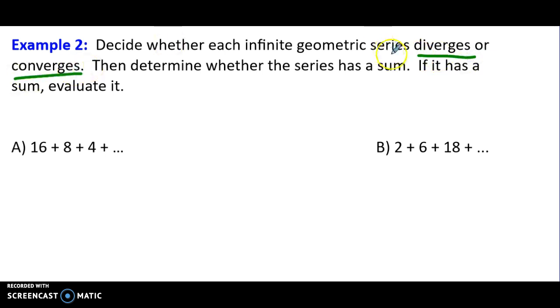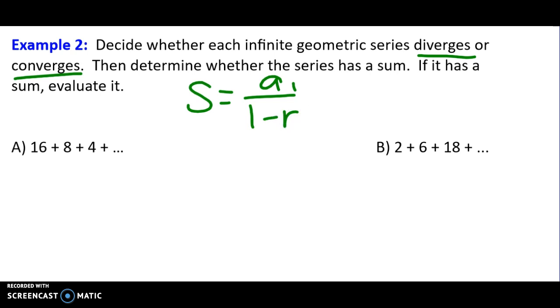Remember, we diverge when r is greater than 1, and we converge when r is less than 1. So if we diverge, we have an infinite sum and we can't find it. If we converge, or the value gets really close to 0 at the end of the series, we can find the sum using the formula a1 over 1 minus r.